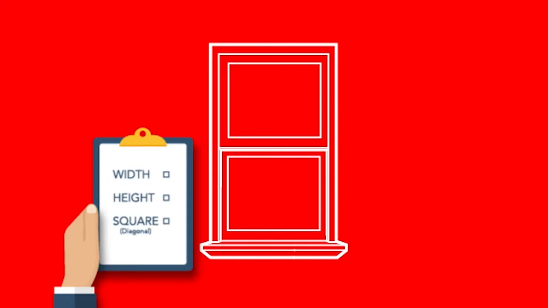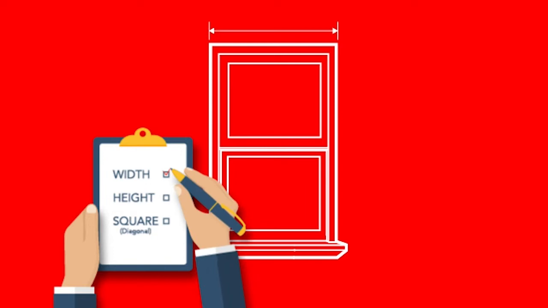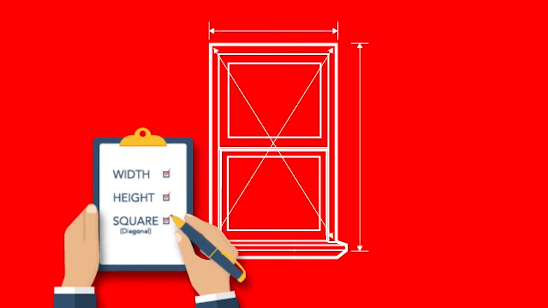Accurately measure any opening before purchasing your vinyl replacement windows. There are 3 measurements that are critical to ensuring the proper sized replacement window is ordered. They are width, height, and square or diagonals.